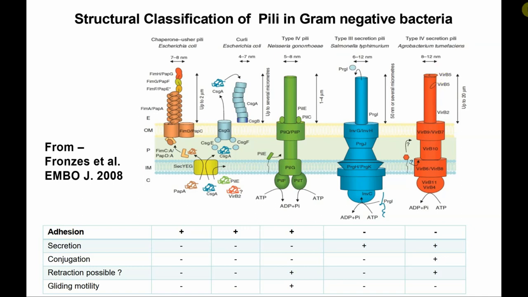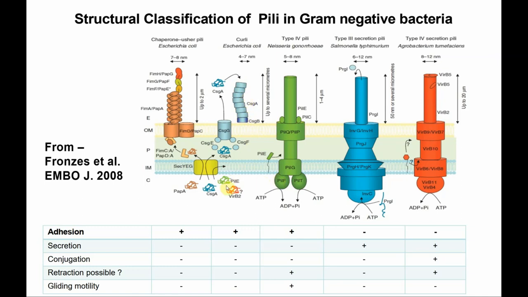Okay, now let's start on the left-hand side here. So chaperone usher pili and curly pili. Now, their function is only adhesion. Okay, they don't do anything else. They'll bind to some surface or another cell. And the part that is going to be binding is the distal part of the filament. So for the chaperone usher pili, it's an adhesin, whereas for the curly pili, well, it's just a single subunit.